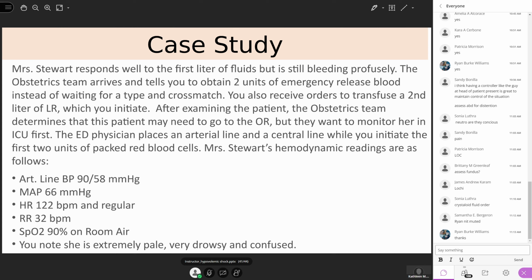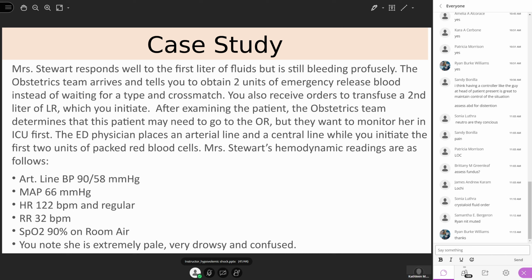So Mrs. Stewart responds well to the first liter of fluids, but is still bleeding profusely. The obstetrics team arrives and tells you to obtain 2 units of emergency blood instead of waiting for a type and screen. You also receive orders to transfuse a second liter of LR, which you have initiated. After examining the patient, the team determines that she may need to go to the OR, but they want to monitor her in the ICU first. The ED physician places an arterial line and a central line while you initiate the first 2 units of packed red blood cells.